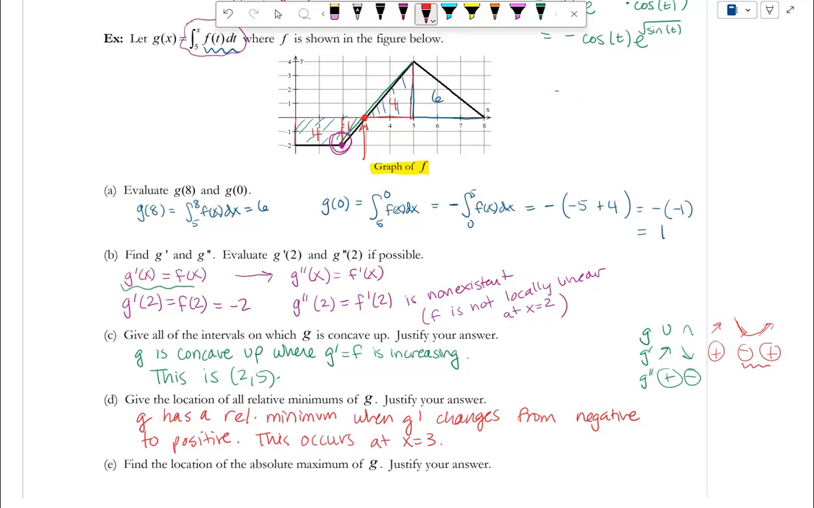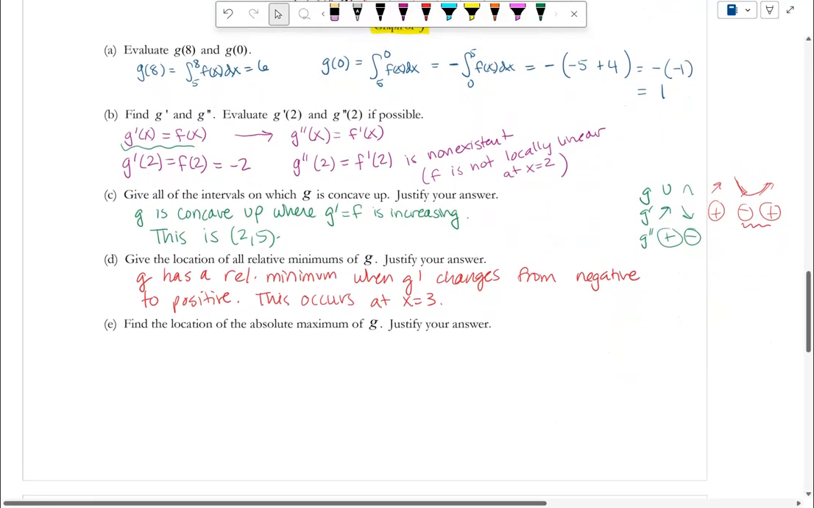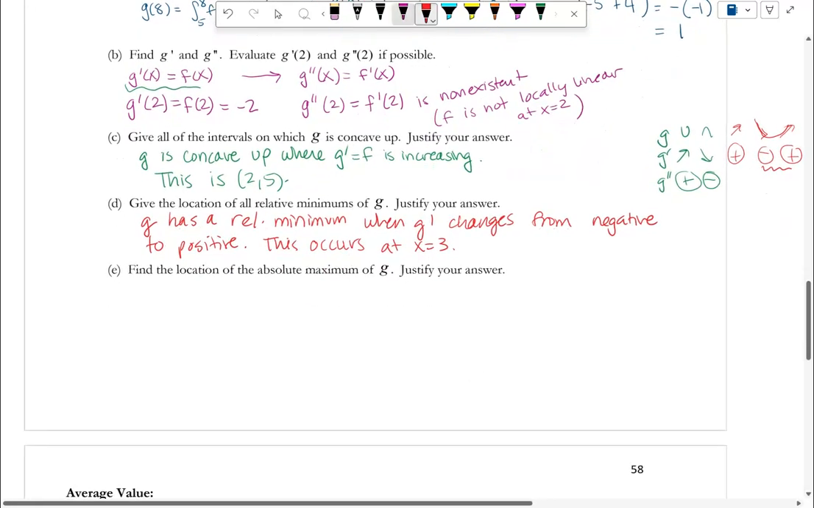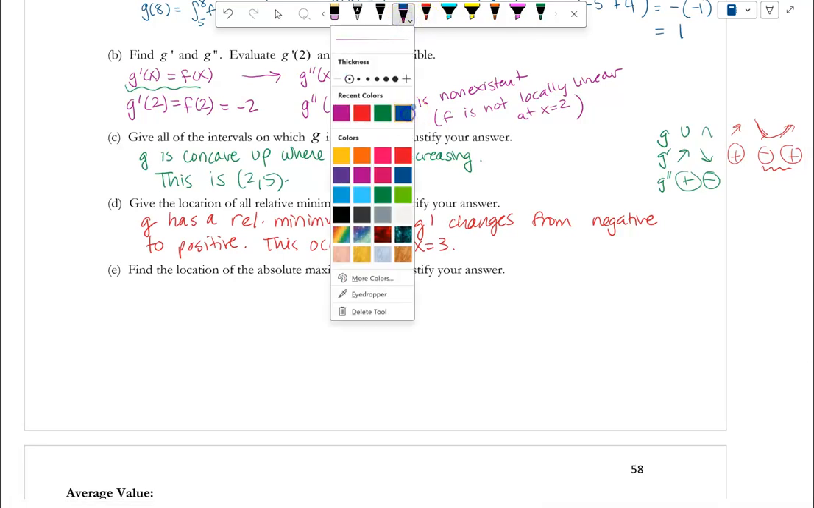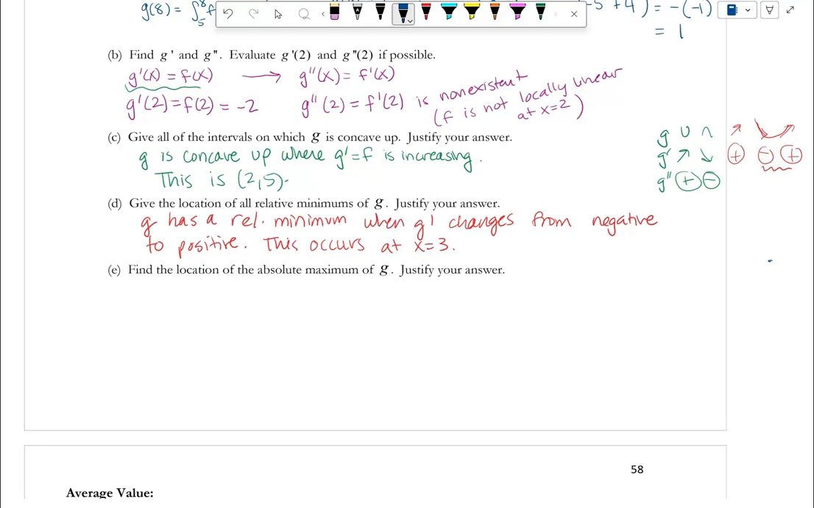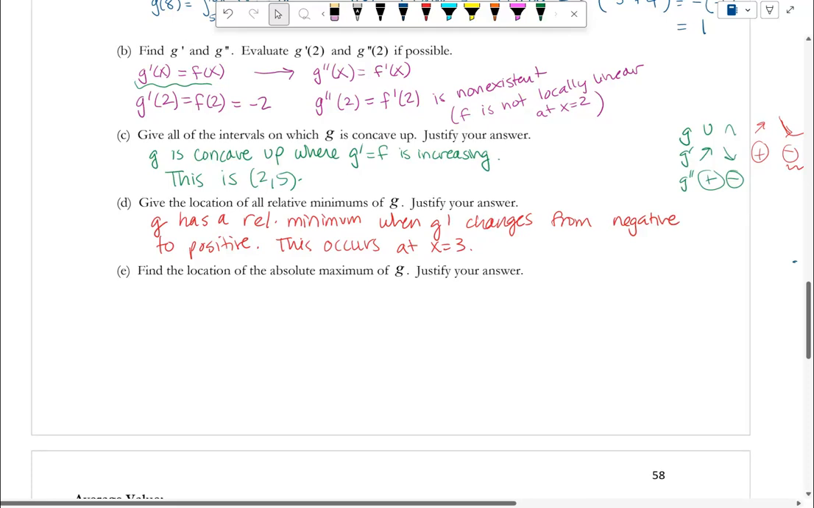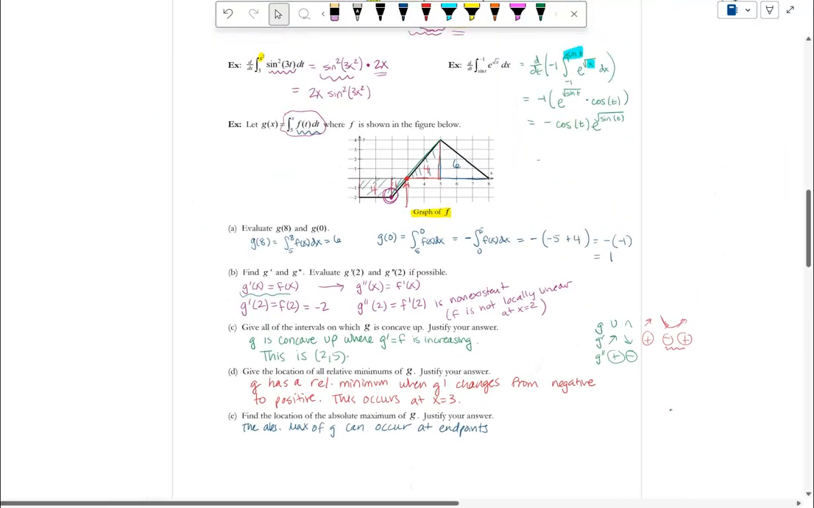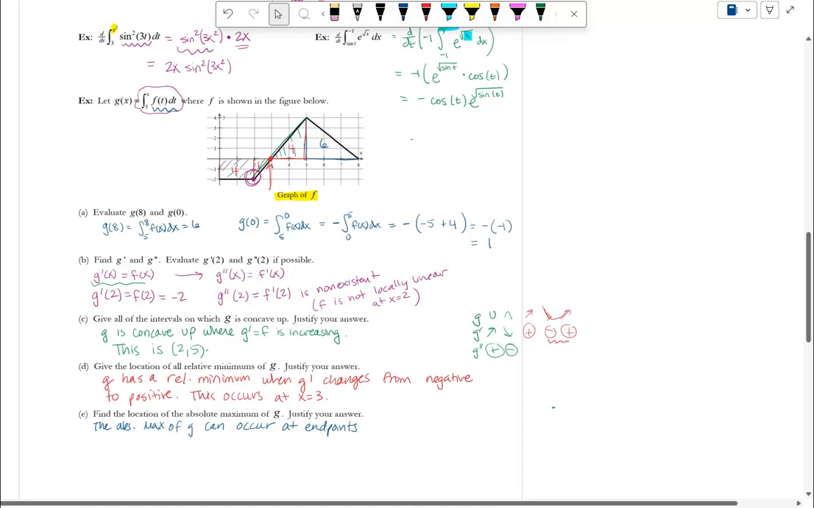All right, finally, in part E, to really justify our answer and answer this like it's a free response question or something, I might make sure that I'm really clear to the reader what I know about finding the absolute maximum of a function. And this kind of comes back to the extreme value theorem. So the absolute maximum of g can occur at endpoints of a closed interval. So endpoints.